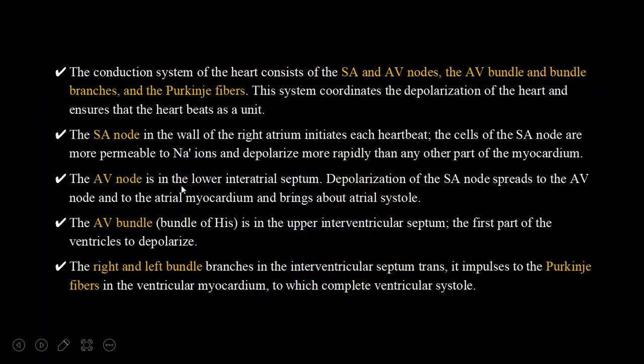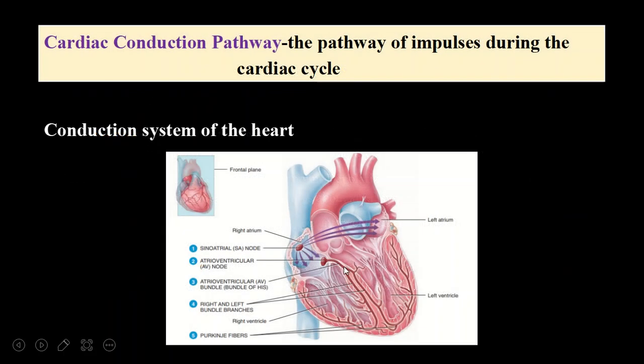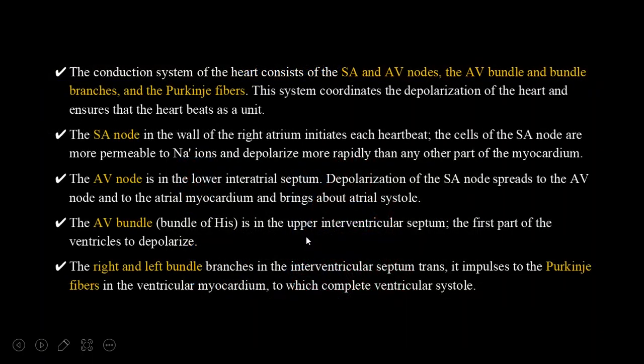The AV node is in the lower interatrial septum. It is located here, in the lower interatrial septum, which separates the left atrium and the right atrium. When the SA node is depolarized, the depolarization spreads to the AV node and the atrial myocardium and brings about atrial systole.